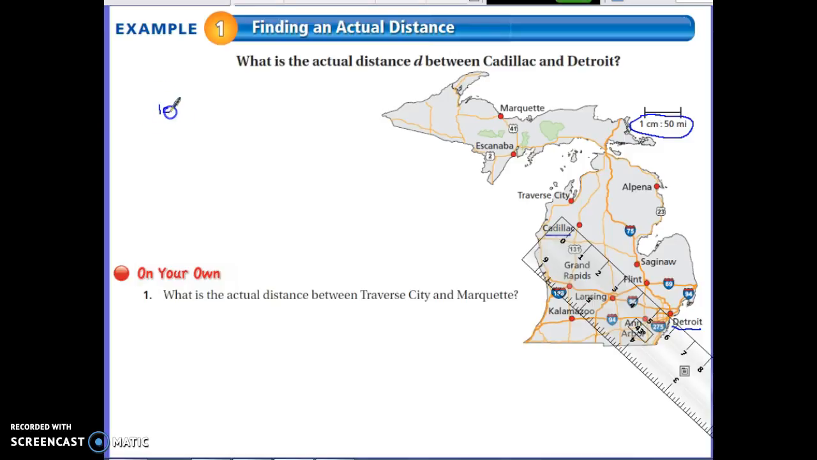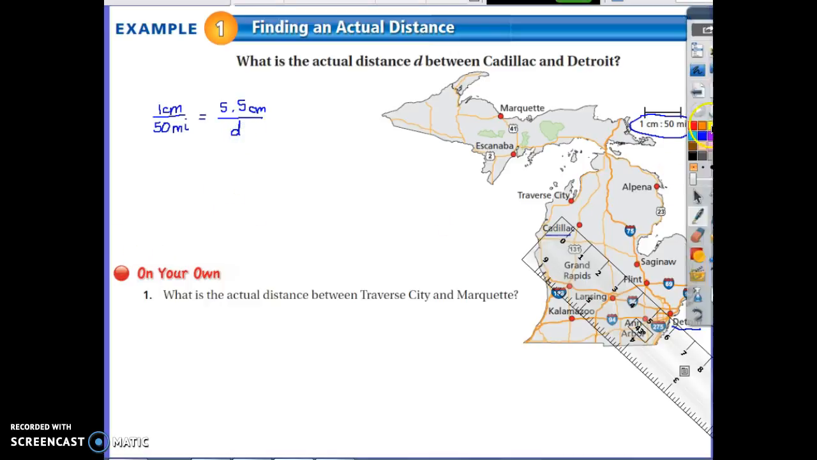My scale says that 1 centimeter represents 50 miles. Here's that ratio. But to create a proportion, I'm going to let that equal the distance I have on my map, which is 5.5 centimeters, over the distance in real life, which we're going to call d. Now to solve for that distance, I'm just going to cross multiply.